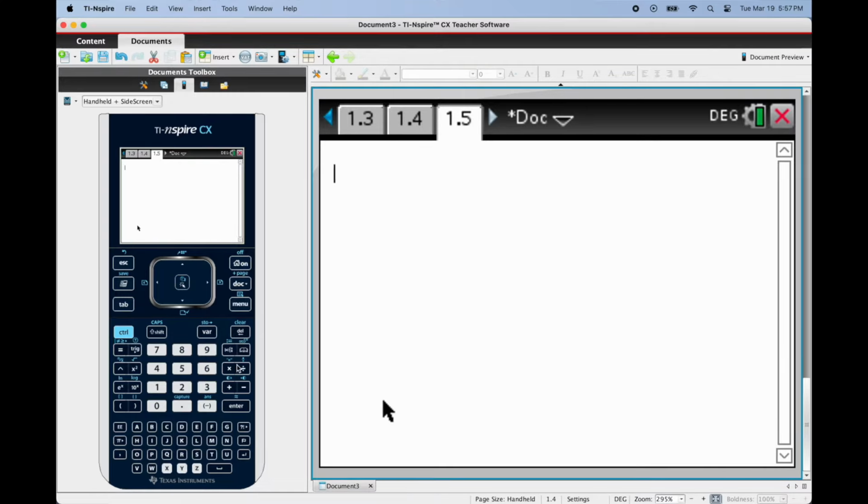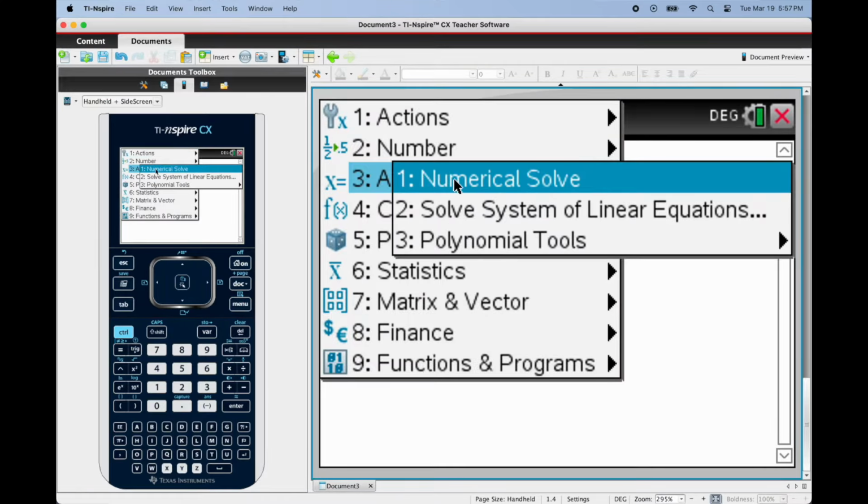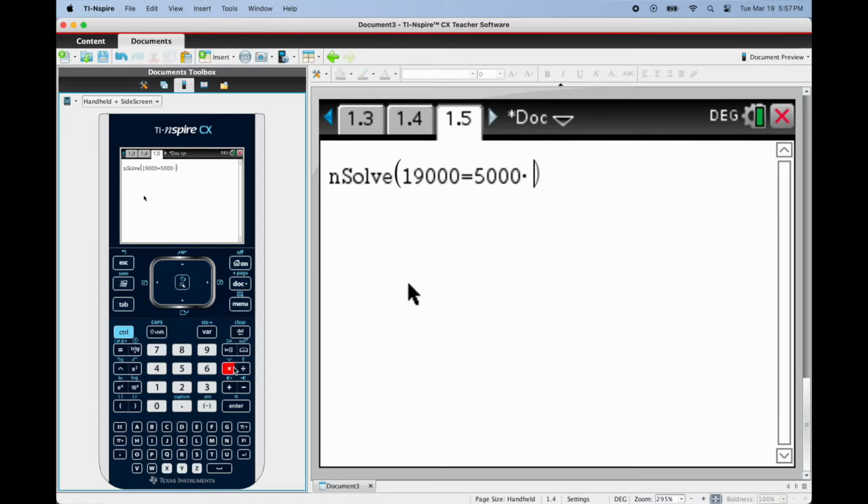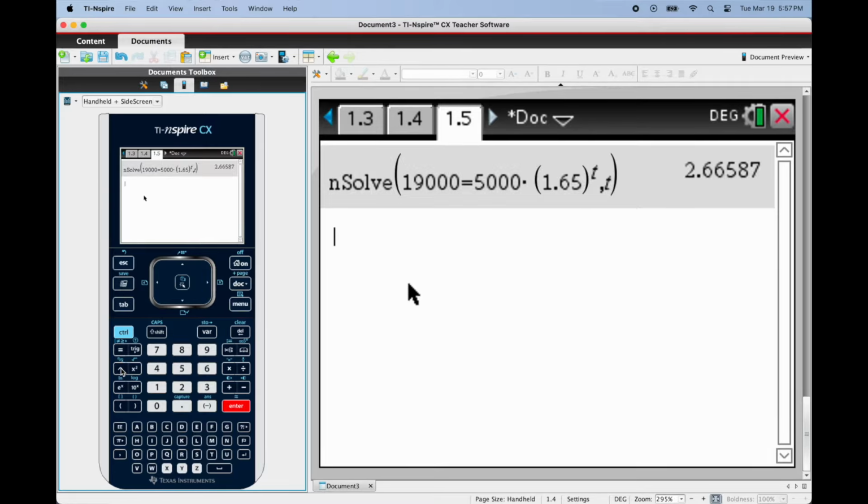So let's go menu, algebra, numerical solve. We want 19,000, and our starting value was 15,000, times 1.65 raised to the power of t, and let's ask the calculator to solve for t. Okay, so it went okay. And thankfully it's roughly 2 hours and so, slightly above 2 hours. So we have something to work with: 2.66587. So let's go back to the document.